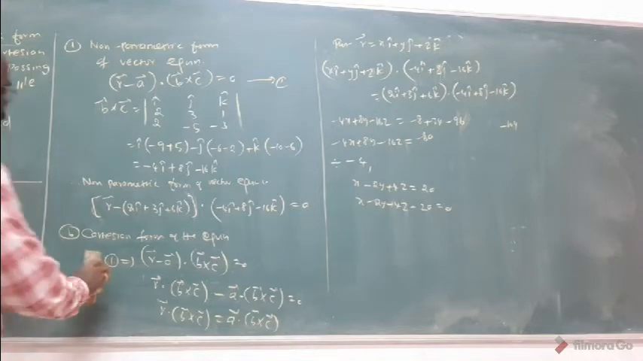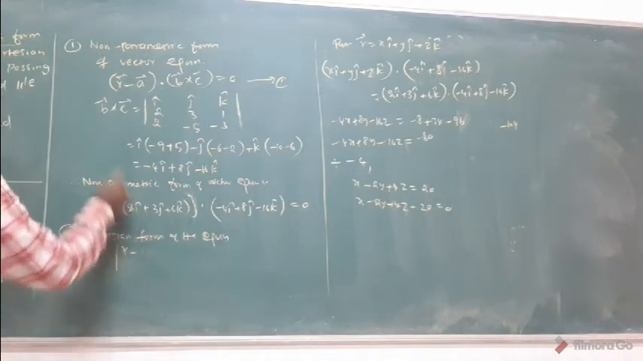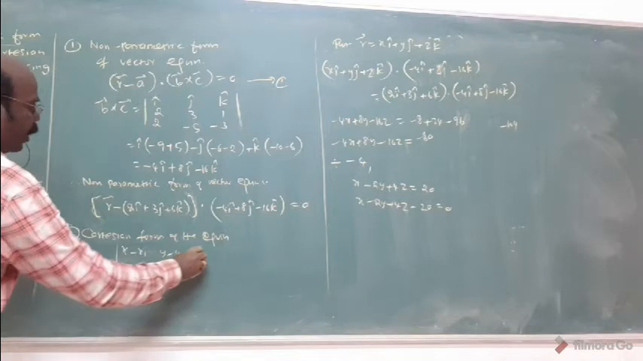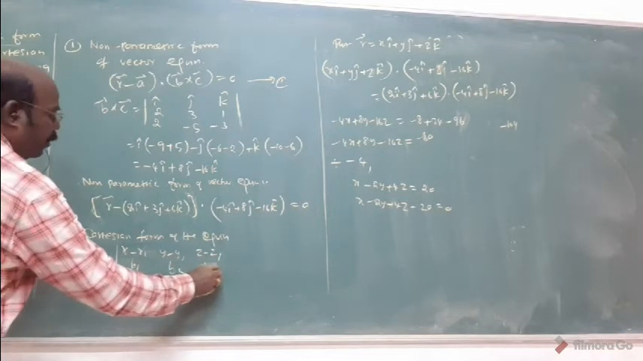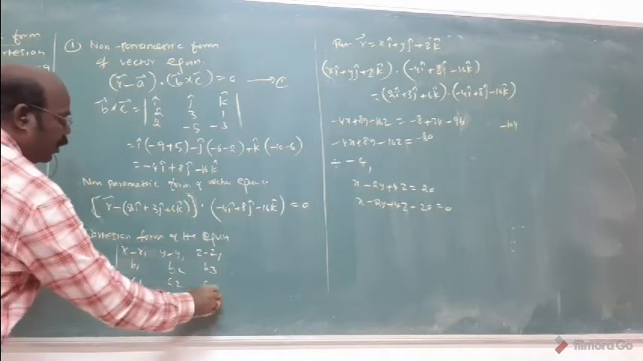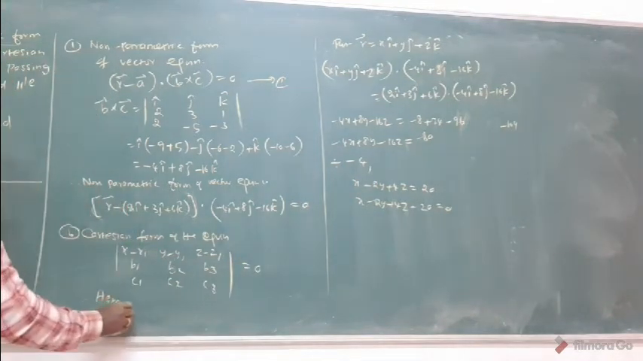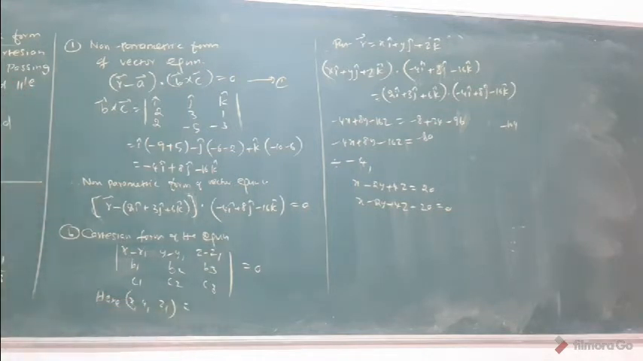Now another method, the one point, two vector form. The formula is x minus x1, y minus y1, z minus z1, then b1, b2, b3, then c1, c2, c3 equals 0. Here x1, y1, z1 is given. What is the first one? It is 2, 3, 6.